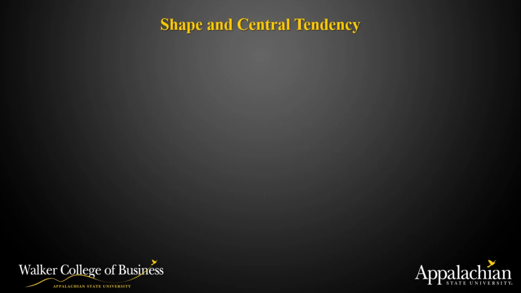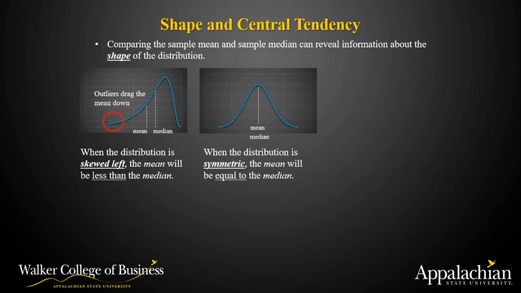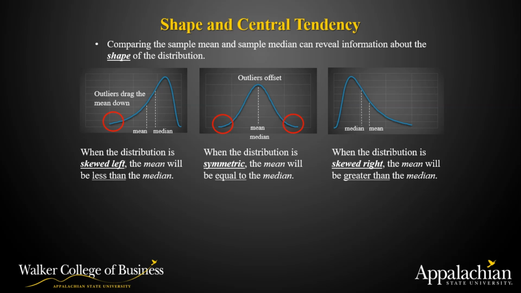Now, looking at the mean and the median can actually tell you something about the shape of the distribution. When the distribution is skewed to the left, the mean will be less than the median. That's because the outliers are low values that are going to lower the mean but not affect the median. When the distribution is symmetric, the mean will be equal to the median, and this is because you have low and high outliers that offset each other. And when the distribution is skewed to the right, the mean will be greater than the median because the outliers will be large values that pull the mean up.